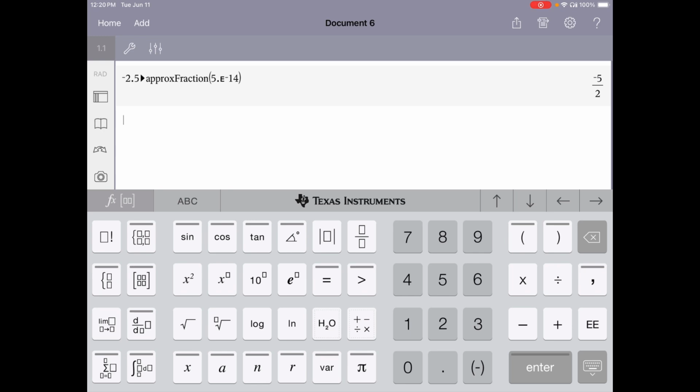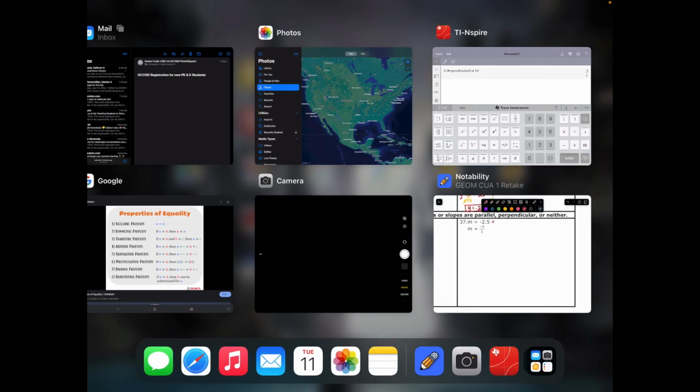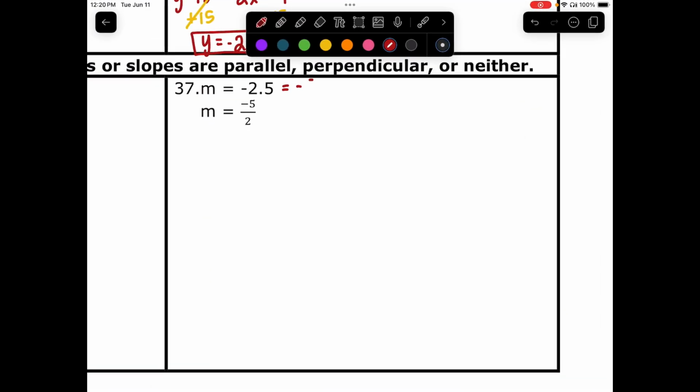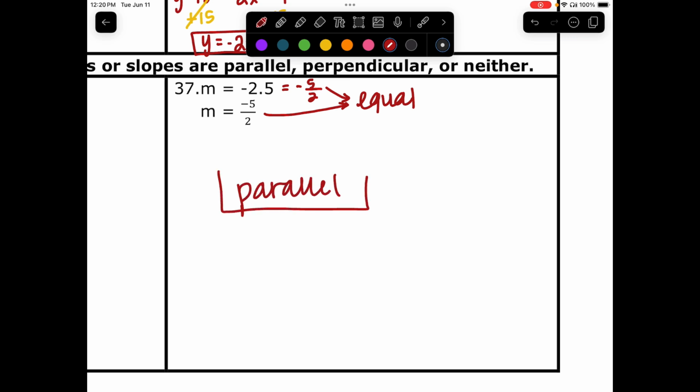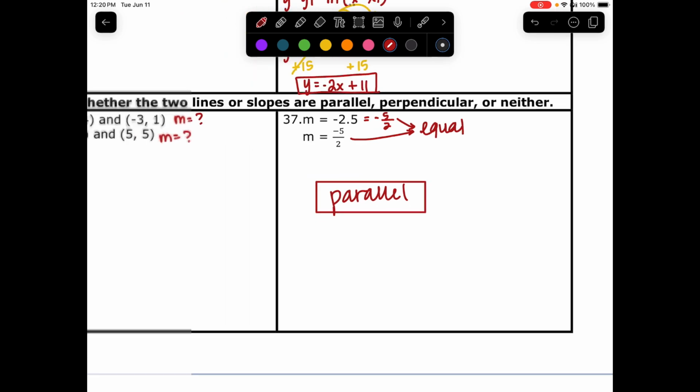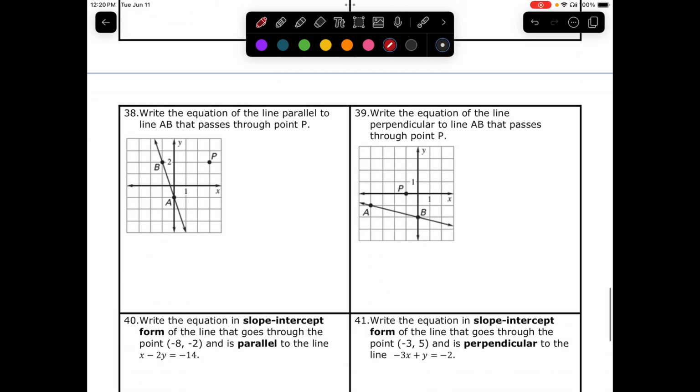So we got -5/2, and I just showed you how you can change it as well. So -5/2. Oh, snap. That's the same number. All right, equal slopes mean parallel. If you can't remember, look at your notes. Go ahead and try number 38.